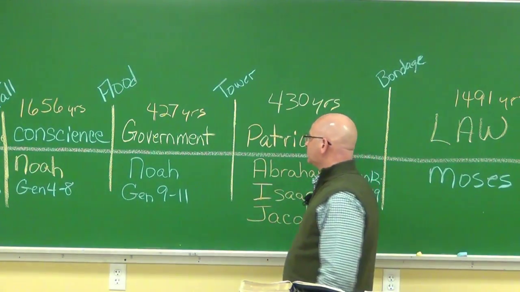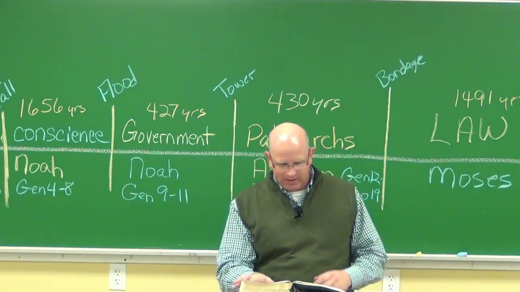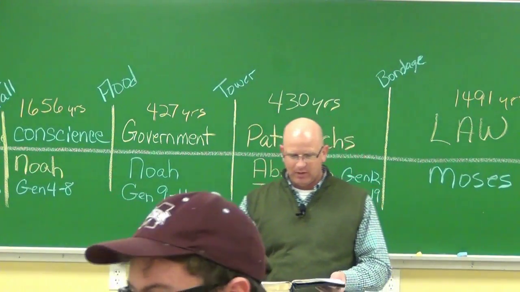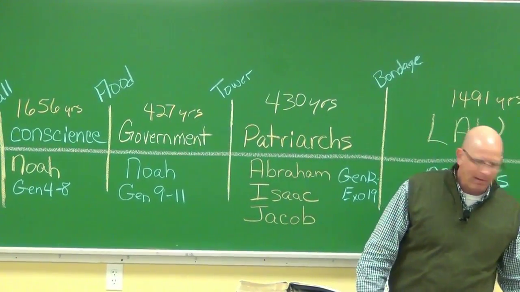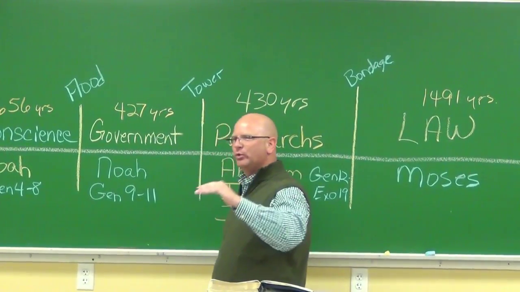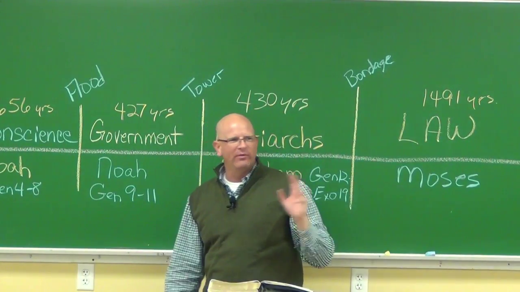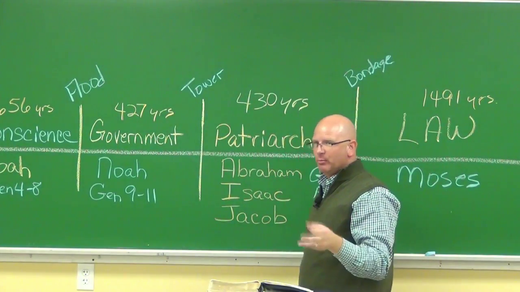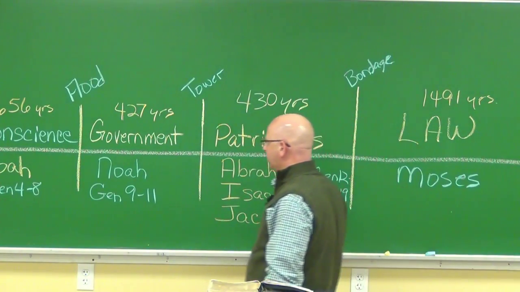Then, in Genesis chapter 11, here's what we have, the Tower of Babel. What happens in Genesis chapter 11 is man wants to build a tower all the way up to God. Now, I find this story very interesting and very humorous. A lot of people don't think God's got a sense of humor, but he really does.